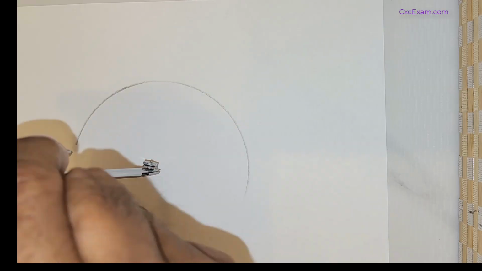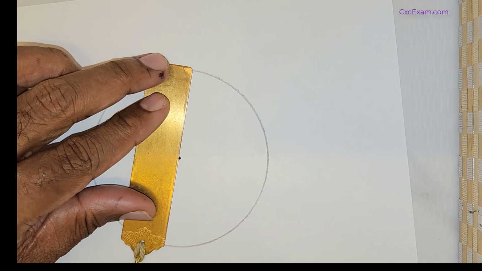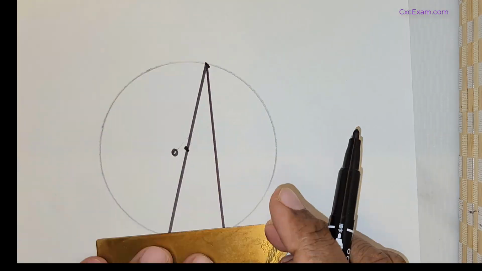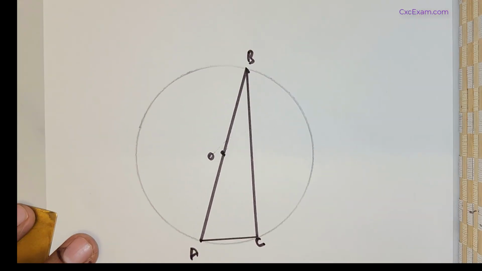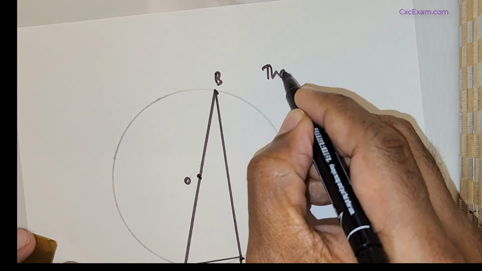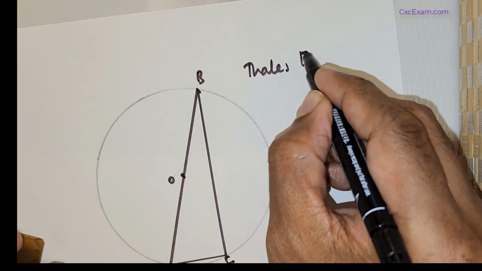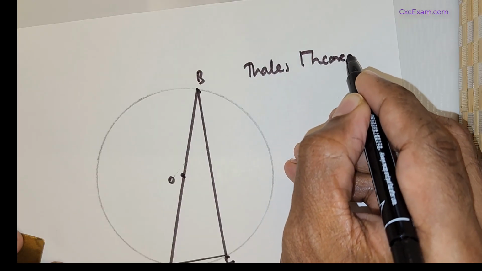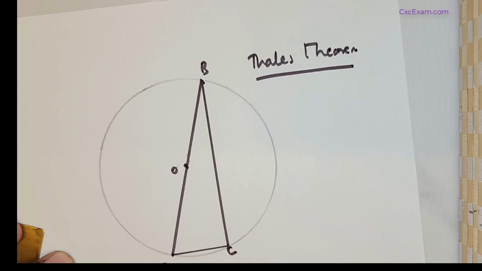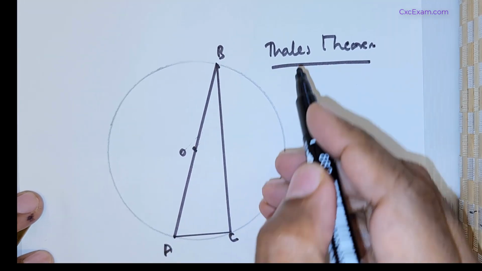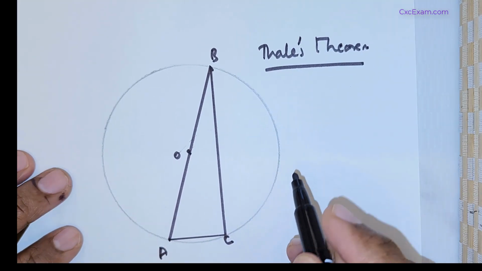The next theorem? We need a circle. So this is called Thales theorem. Okay, so what exactly does Thales theorem state?